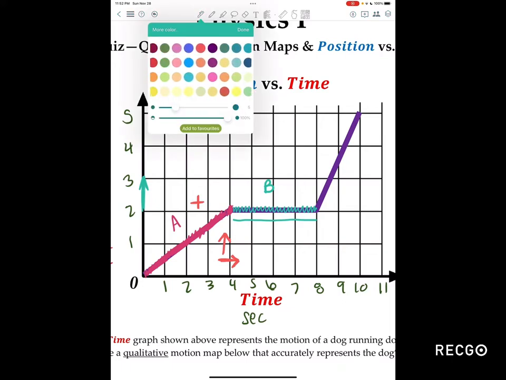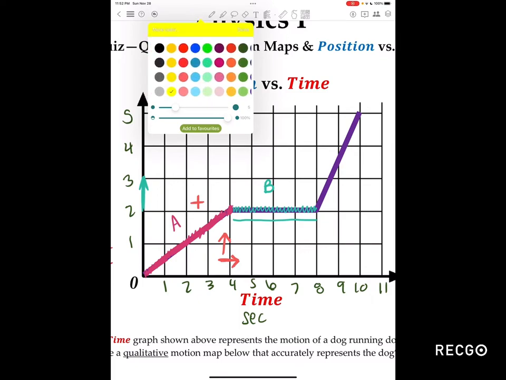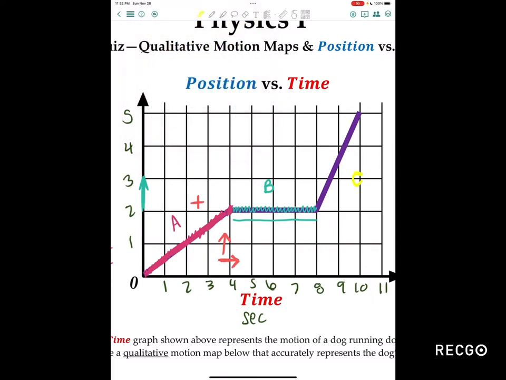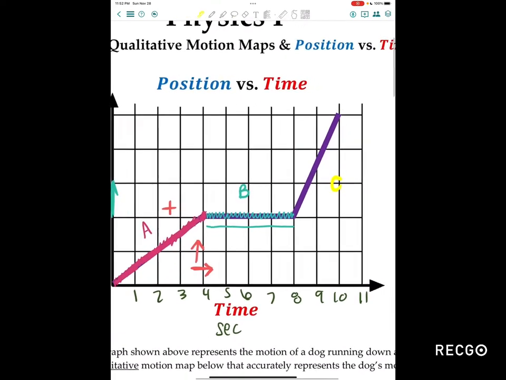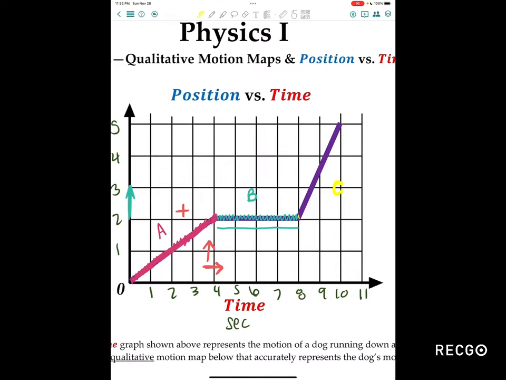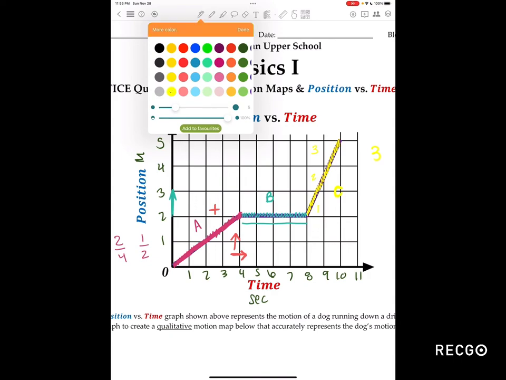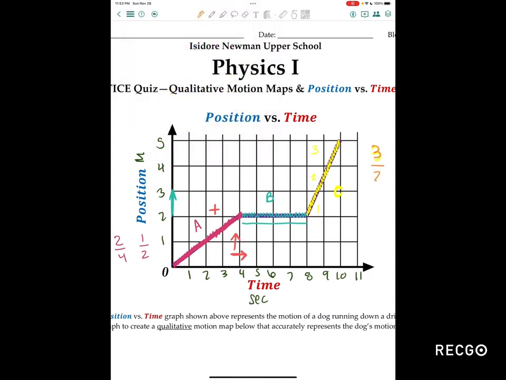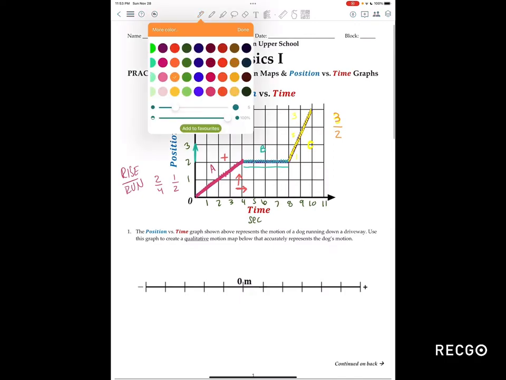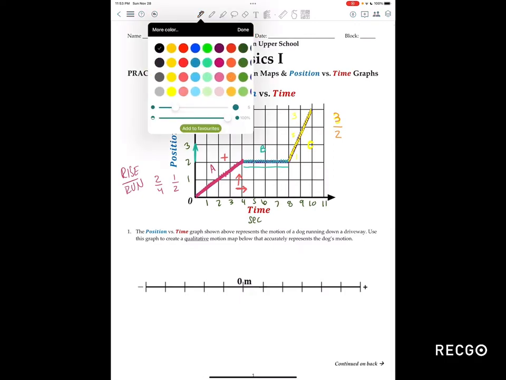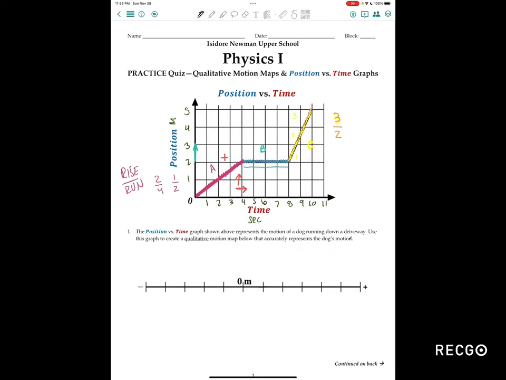And then let's do a yellow for line C. Oh, well, you can't really see that, but it takes 2 seconds for line C to go up 3 meters. So rise over run, it's going to be, you just can't see that. Let me write in orange, 3 over 2. So let's look at our motion map now that we have all of our information figured out.